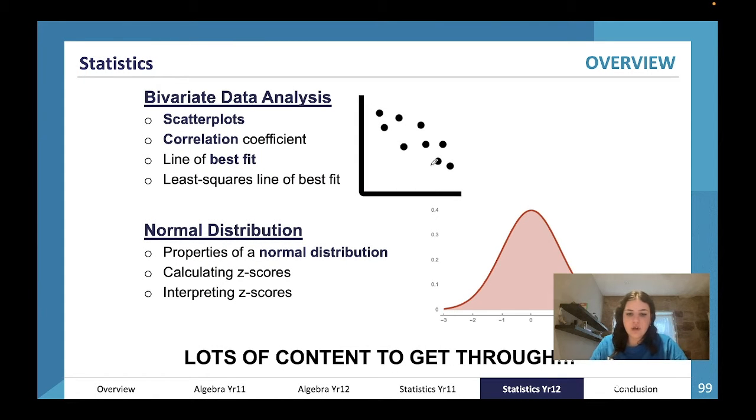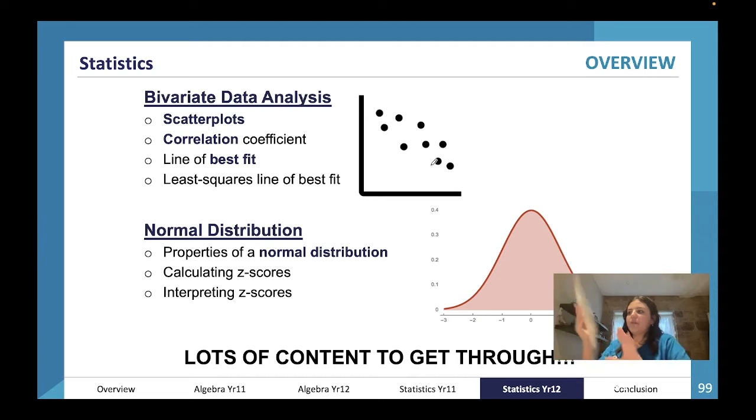We've covered our year 11 content. We now have enough time to get through all of our year 12 content. We're going to look at bivariate data analysis, which is scatter plots, the correlation coefficient, the line of best fit, and the least squares line of best fit. We're also going to look at normal distribution, which is the properties, and we're going to talk about z-scores and interpreting z-scores.